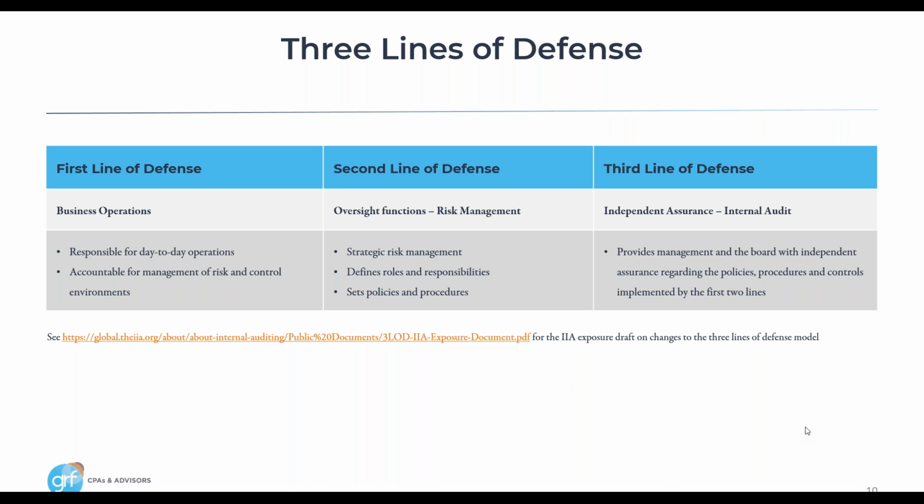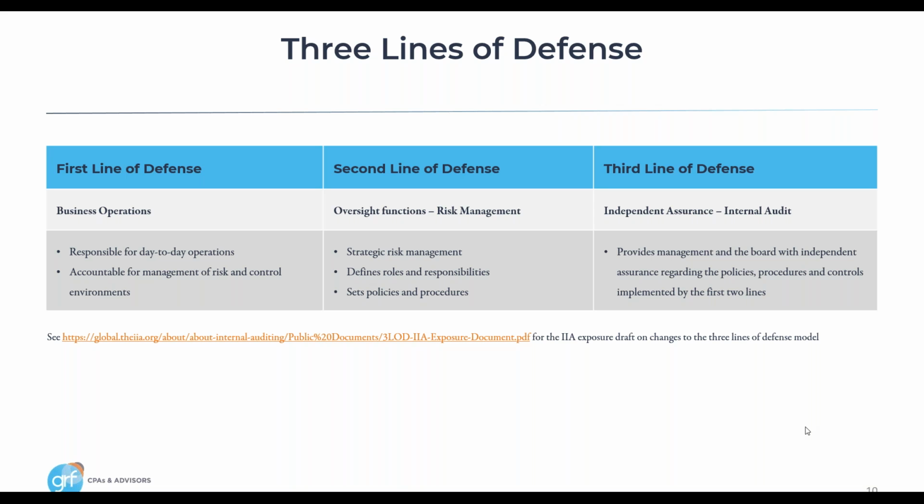And finally, the third line, which we're here to talk about today, is the independent assurance function. The responsibility of this line is to provide management and the board with independent assurance regarding the policies, procedures, and controls implemented by the first 2 lines. In general, the 3 lines of defense should be guided by high-level strategic objectives that help improve the organization's operations and mission success. So there should be a high-level strategy in place that these 3 lines work together on.